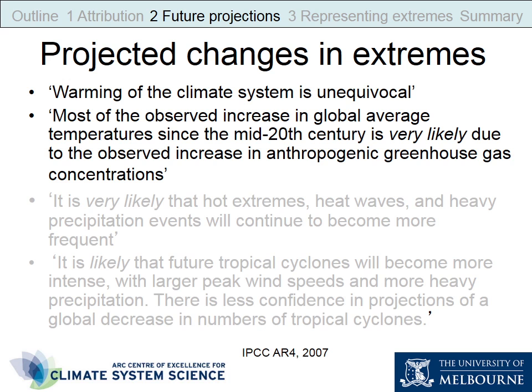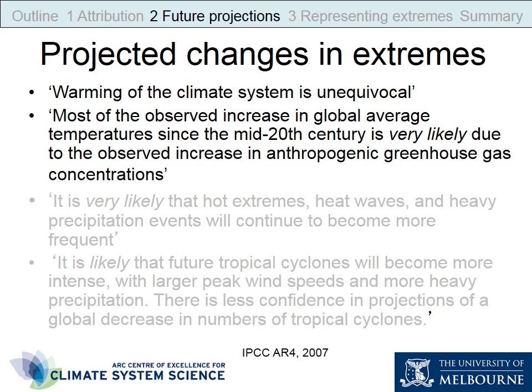So apologies for a few wordy slides, but I just thought it was worth summarising some of the IPCC statements about changes in climate extremes. These ones are starting off with just general climate, but warming of the climate system is unequivocal, and most of the observed increase in global average temperatures is very likely due to increases in greenhouse gases.